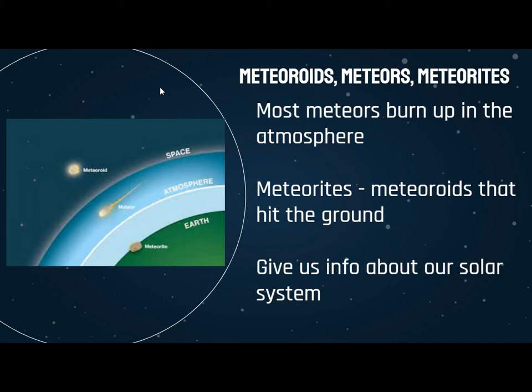Most meteors are never going to hit the ground. They are going to burn up in our atmosphere. The occasional one that does make it through and hit the ground, it's no longer a meteor, it's a meteorite. We like meteorites because we can study them and learn more about our solar system. That's what we do with anything that comes from space. We study it to find out more about our solar system.